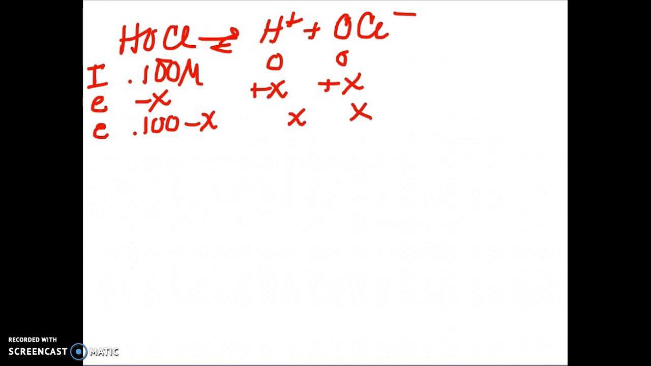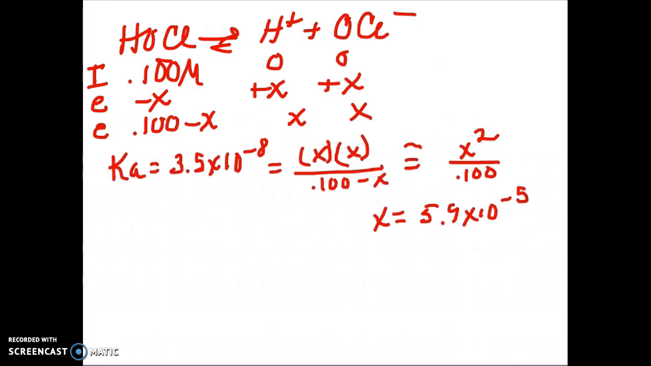I'm going to pause for a minute, do a little bit of work here just to save some time on the video. Okay, so what I did is I took this equilibrium line, just right here, and I substituted that into the Ka expression. So notice that it's x over 0.10 minus x.